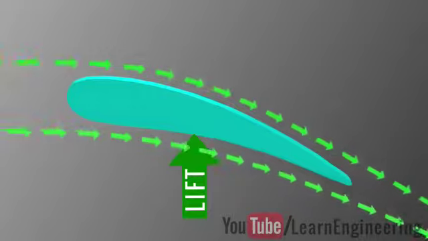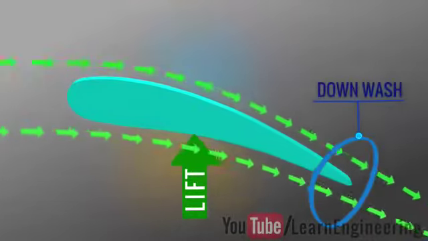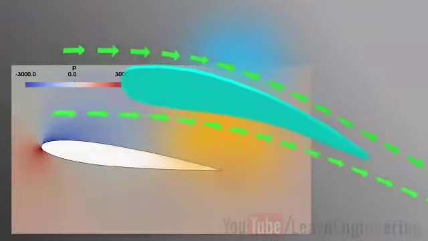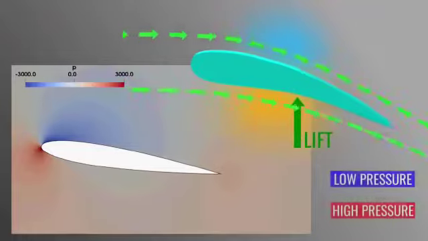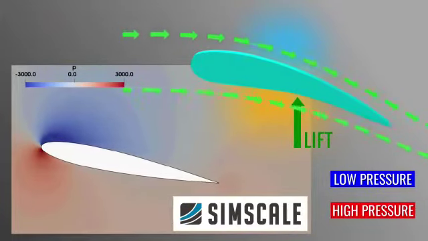The airfoil produces a downwash as shown. This causes a pressure difference at the top and bottom of the airfoil, and hence produces lift. This high-quality CFD analysis using SimScale software clearly illustrates this fact.